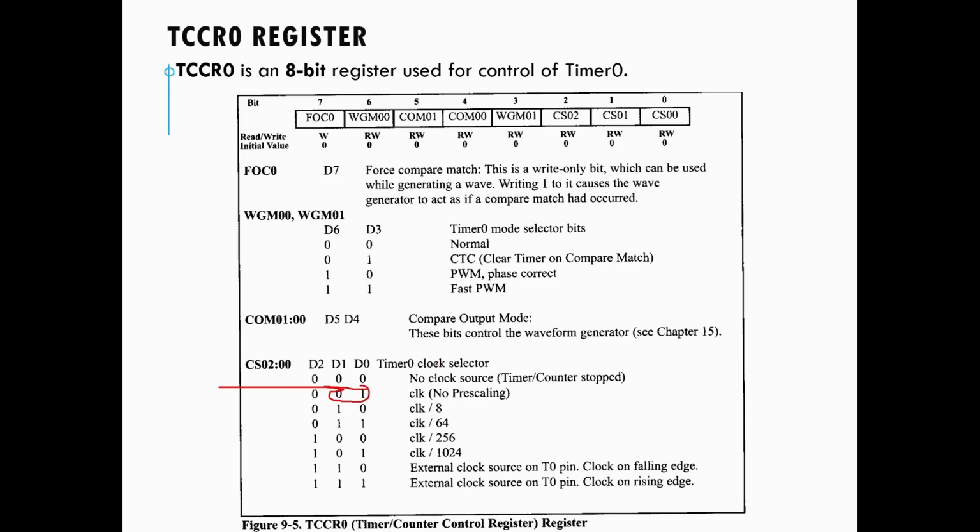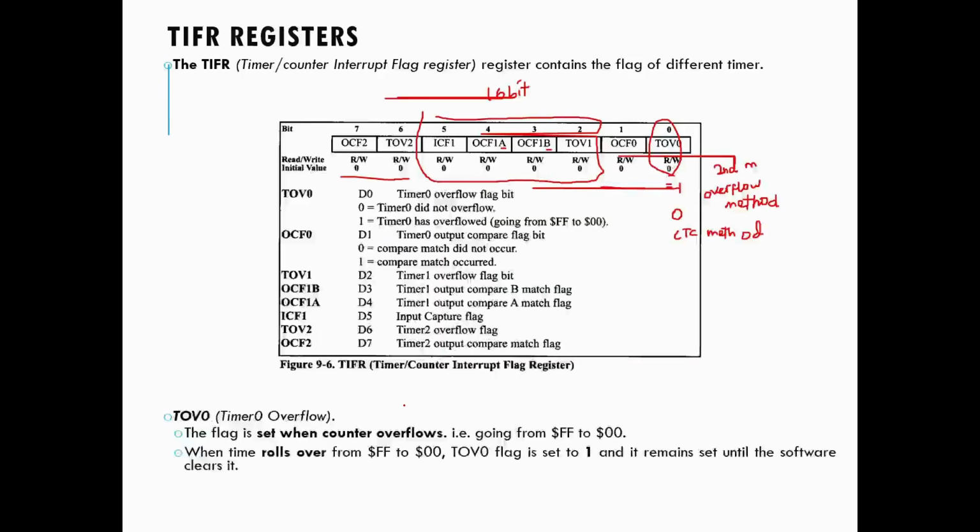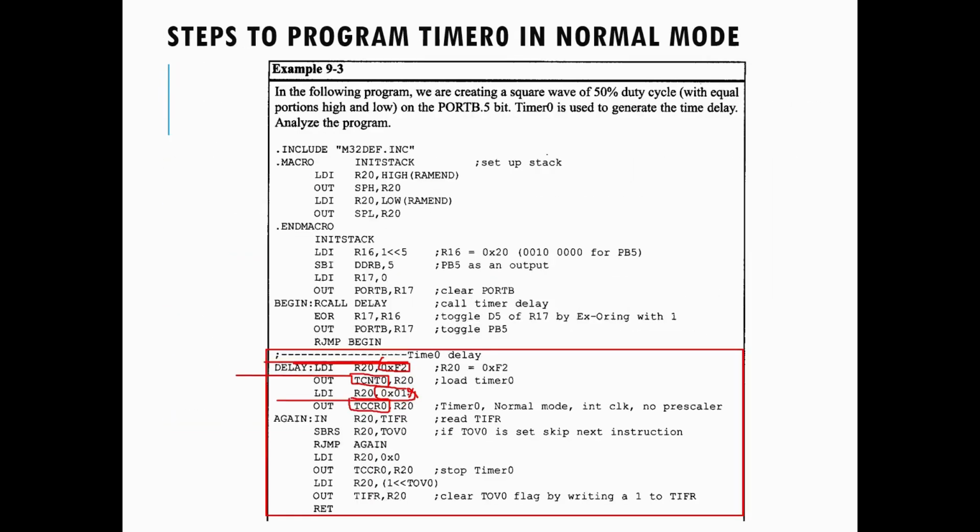Why did I choose this? Because we always read the value at the most right of the bits. So in the code it is only 01. 01 means that the TCCR is set to no prescaler.